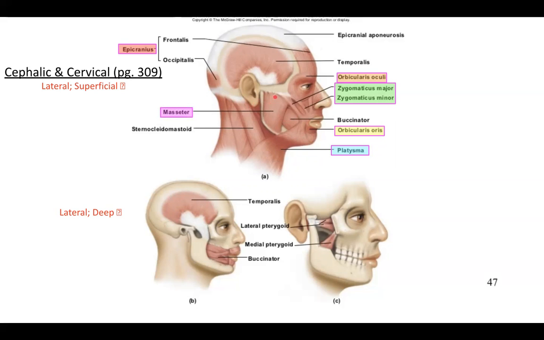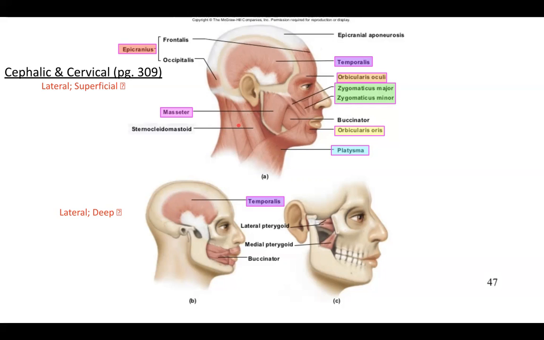The masseter has its origin up here in the zygomatic bone and its insertion down in the mandible. When this contracts, it's going to elevate the mandible, which is really important for chewing. Temporalis is the same way. It also inserts into the mandible, but its origin is up here in the temporal bone. It will also, when it contracts, elevate the mandible to assist in chewing.